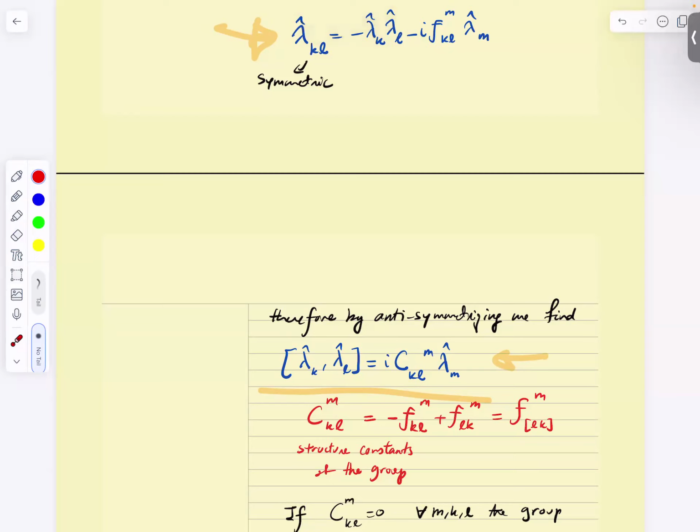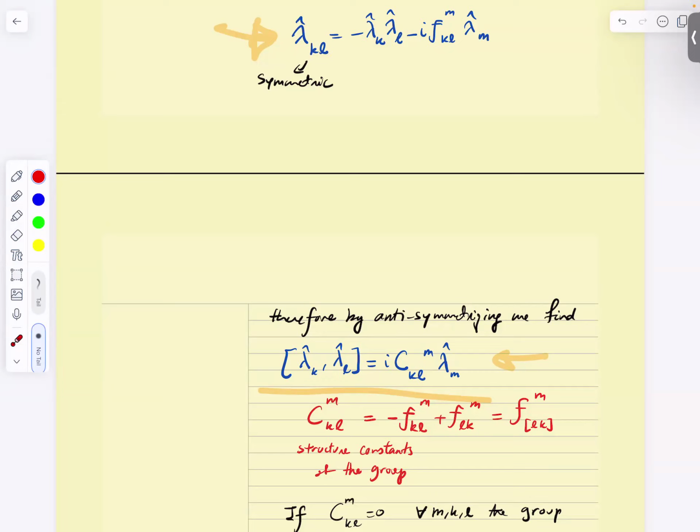These C^M_KLs are called the structure constants. They describe the Lie group and the Lie algebra. They're the data of the Lie group and Lie algebra. They're independent of the representation. I didn't tell you what the representation is, right? What does it mean to say what the representation is? It's giving you a set of matrices lambda hat k's and lambda hat l's that satisfy those commutation relations, right? I haven't given you that, but I'm saying that no matter what matrix is represented, this Lie algebra will hold.